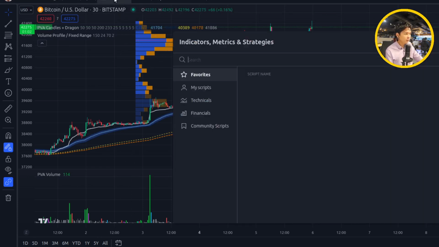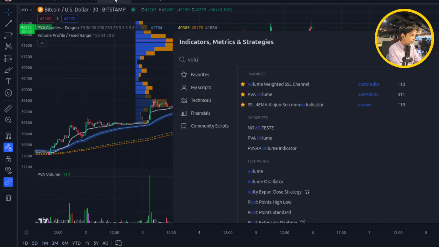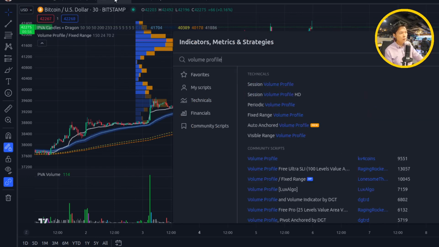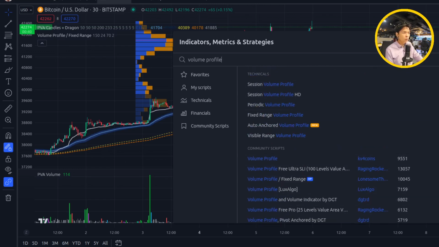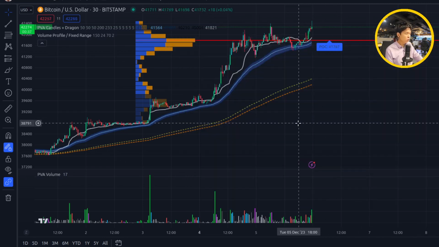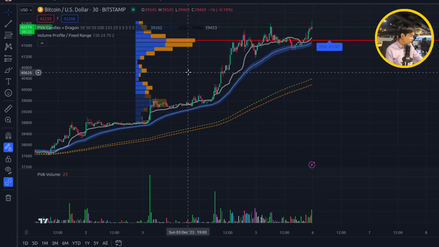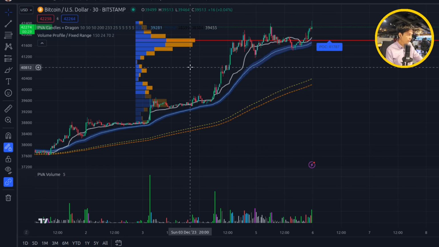If you go here to indicators and type volume profile, I tried each single one of the ones that come on the top of the list, and I've also tried the ones that come here. I've not tried all of them because there are so many, but I couldn't find anyone that would show me a cluster at 40,815. If you go to 40,815, you see that this is not a cluster because the volume is so small. So I really don't know how he plotted that.